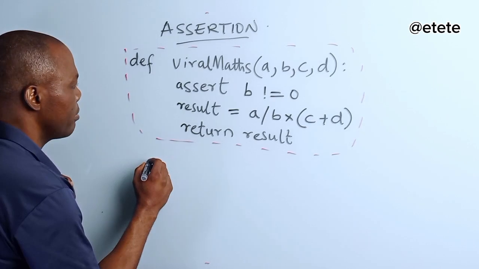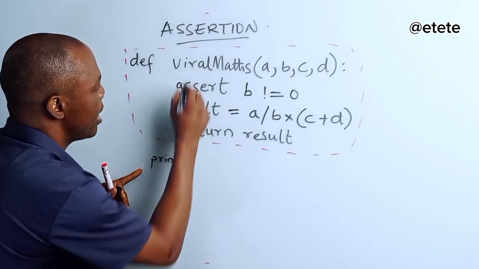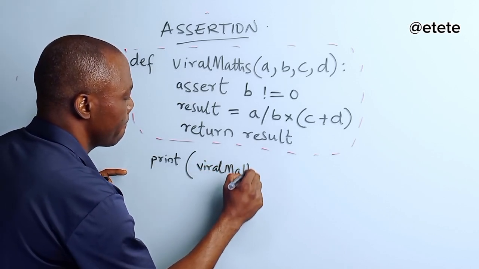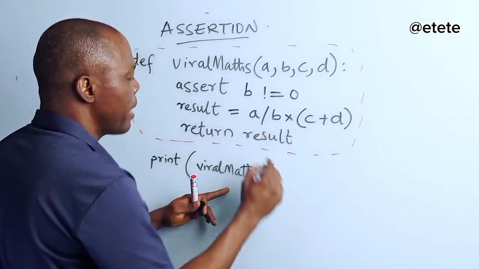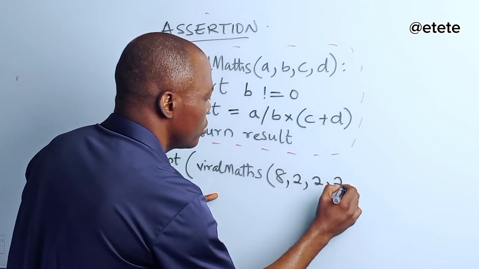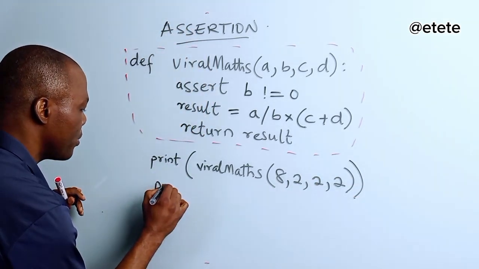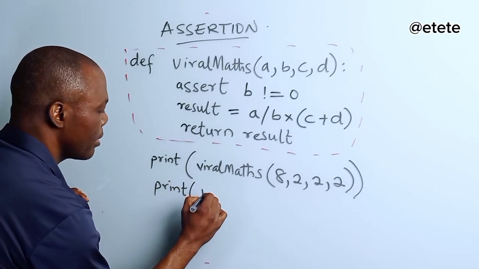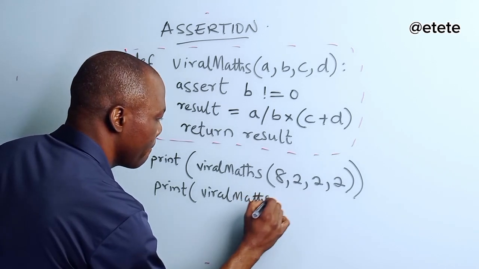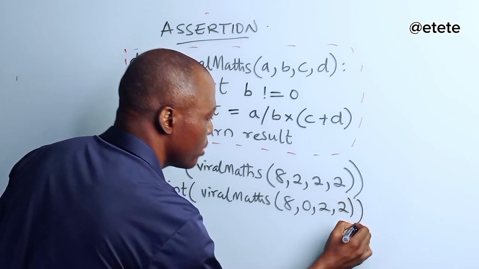So here I will just say print, using my print function. I will call it var_mat, and I will supply 8, 2, 2, 2, right? Then I will close this. Then I will come here again and I will say print var_mat, and I will say 8, 0, 2, 2, right?